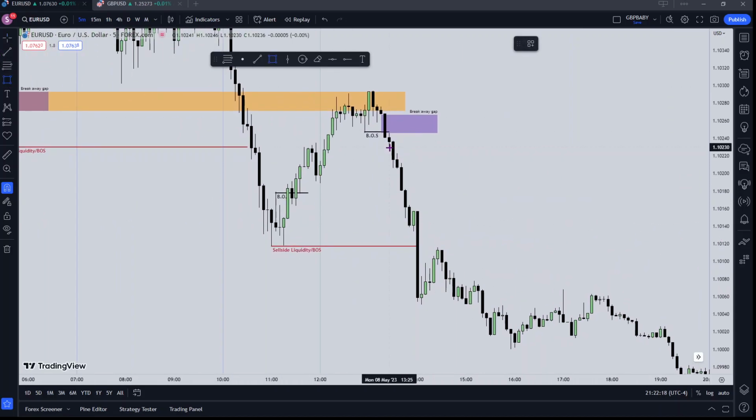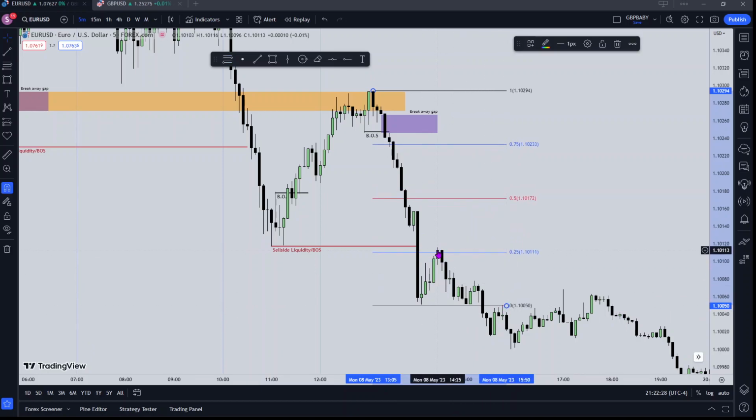So we are going to acknowledge this whole range. And you can see how we trade to the 25% level here of this fair value gap. Sorry, the 25% level of this entire range, showing weakness.